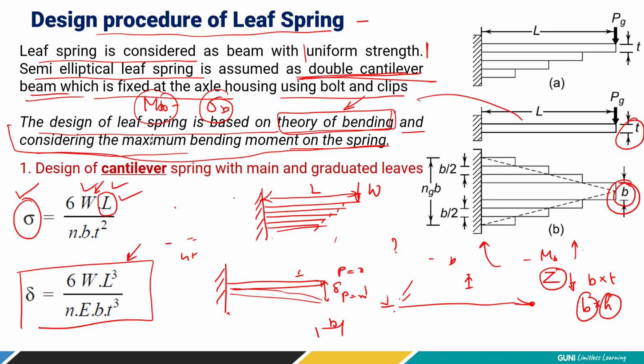Whenever you are considering the design of a cantilever spring, please focus on the words cantilever beam. If it is a semi-elliptical spring, we have different equations, right? We are going to discuss that in just a moment. But these equations are only for a simple cantilever spring. The concept remains the same: 6WL over BT square, and 6WL cube over E BT. What is E? E is the modulus of elasticity. It is related to the material. If the material changes, this value is going to change.